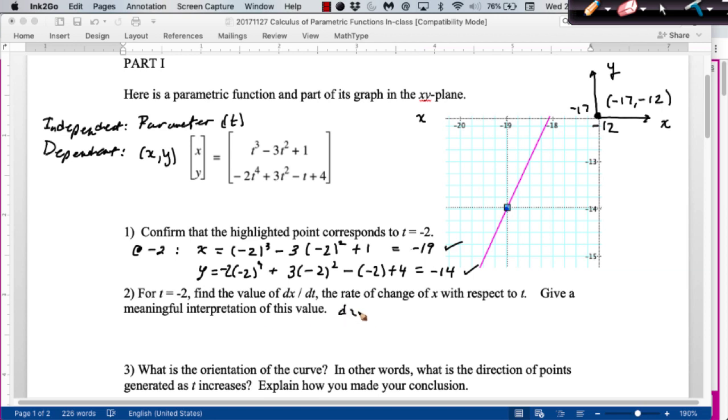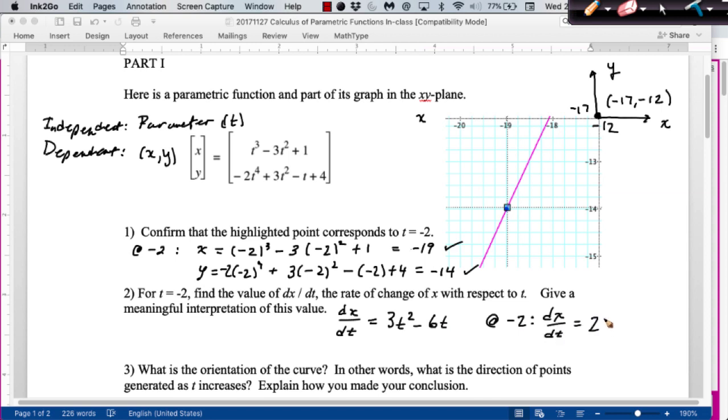Okay, so I put the answer to number 1 up there. That's pretty straightforward. The value of the ordered pair is just what you get at t equals negative 2. So you get negative 19, negative 14. All right, dx/dt. Jordan, did you get dx/dt? And then did you put negative 2 in that? Okay, so at negative 2, what does dx/dt equal?